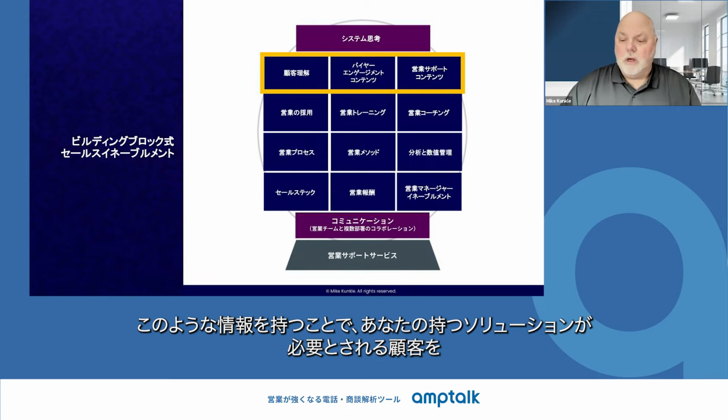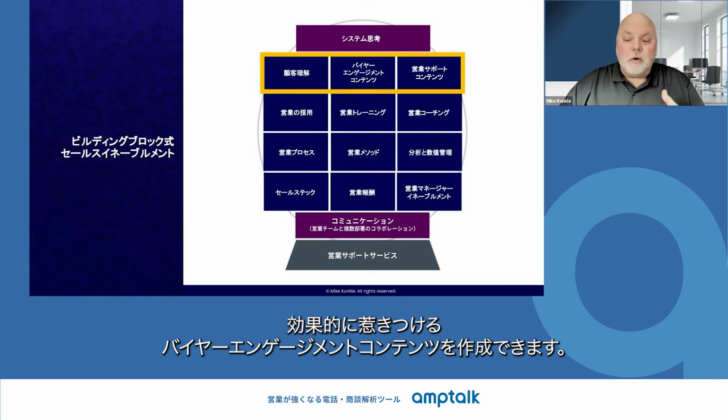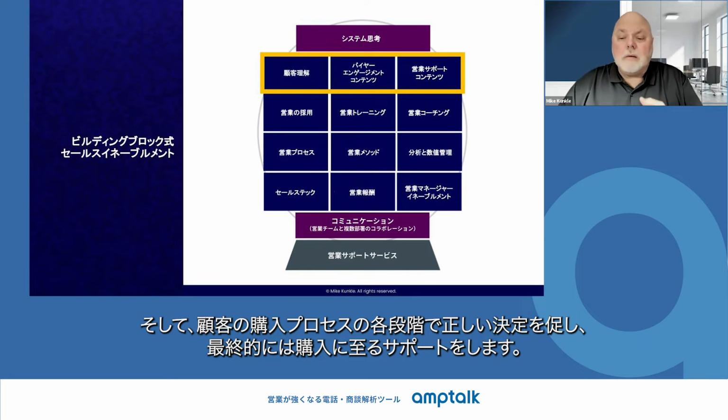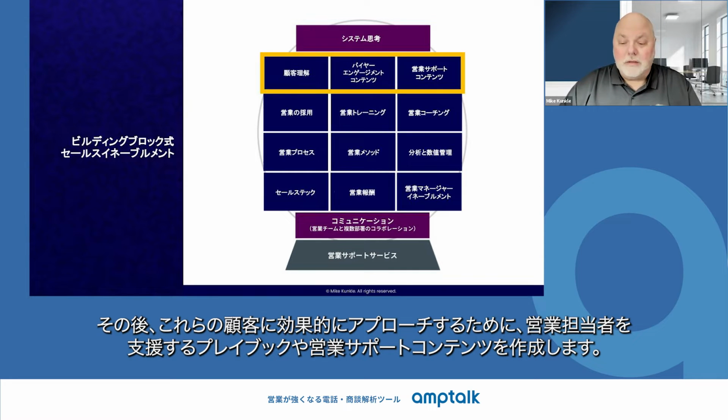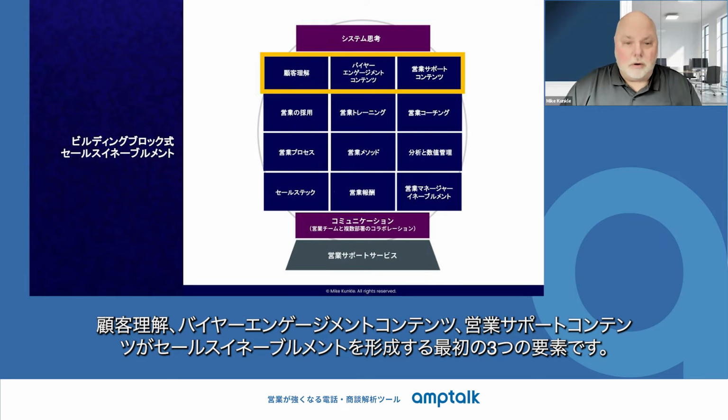Having this information allows you to create buyer engagement content, the middle block, that will attract the right buyers to you based on the problems that they have that you solve or the opportunities that they have that you can enable. And then how to make good decisions at each stage of their journey, which would culminate in a purchase decision. Then you can build the playbooks and the sales support content, the third block, that will help your reps sell to these buyers effectively. These are the first three building blocks: buyer acumen, buyer engagement content, and sales support content.